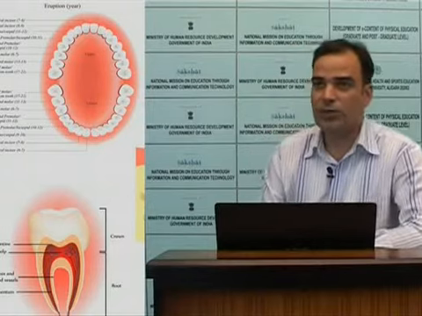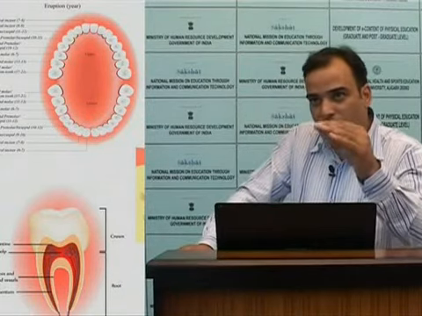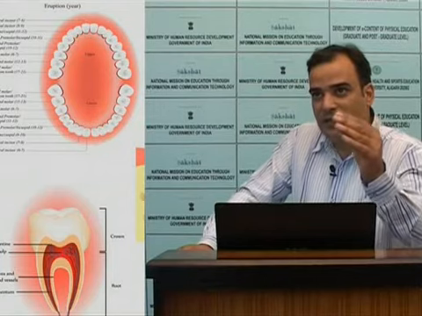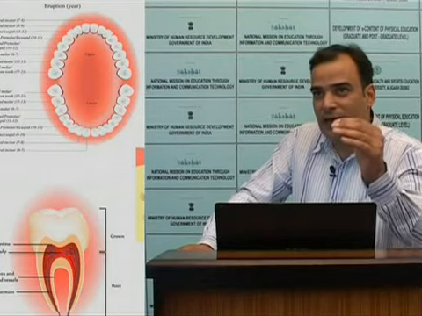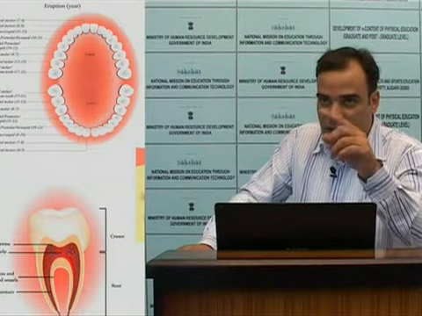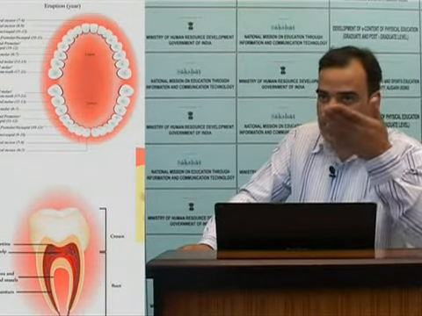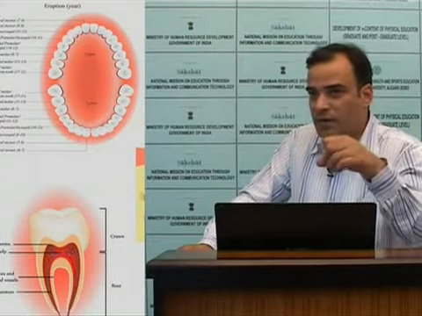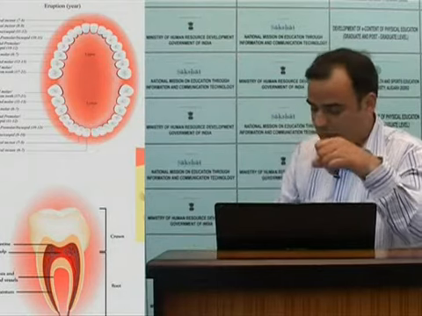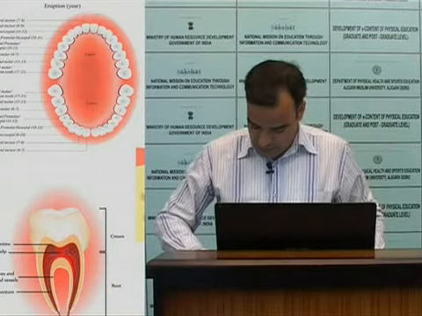However, in the milk teeth, we don't have the molars, so we will have the central incisor, lateral incisor, canine, first premolar, and second premolar. The number will be 5 on this side and 5 on this side, that is 10 on the lower jaw and 10 on the upper jaw, making a total of 20 milk teeth. Now, what are the functions of the teeth?